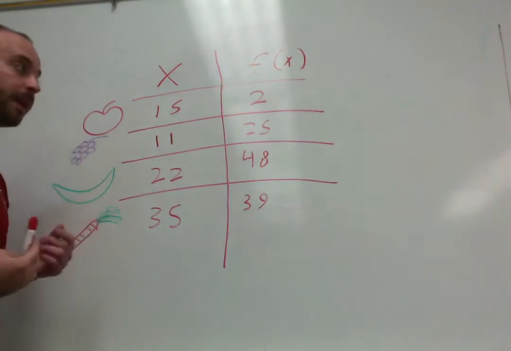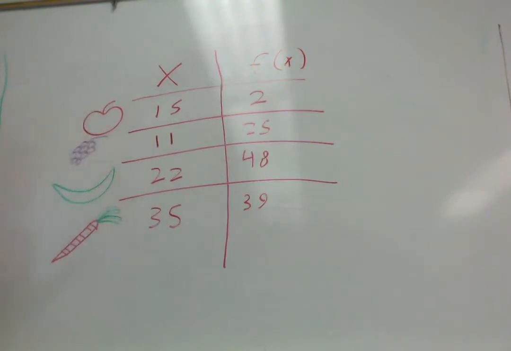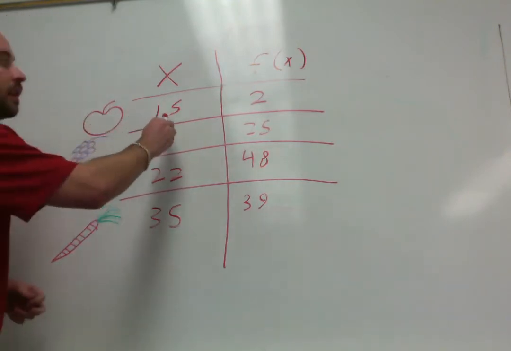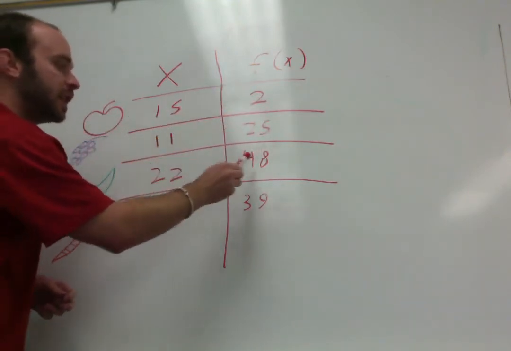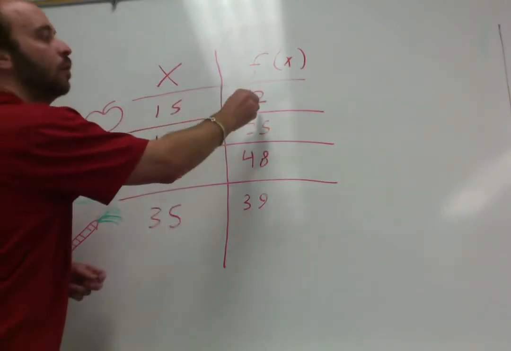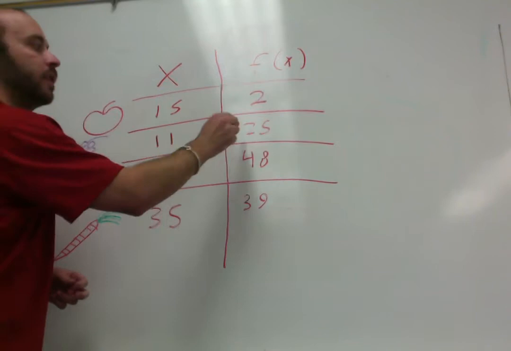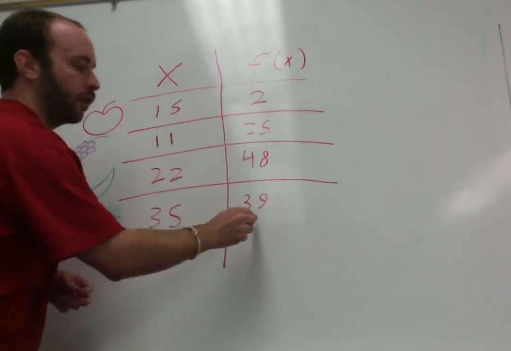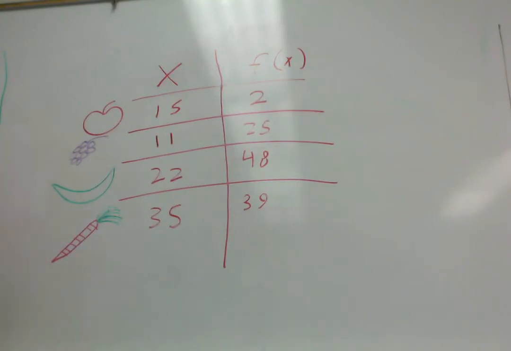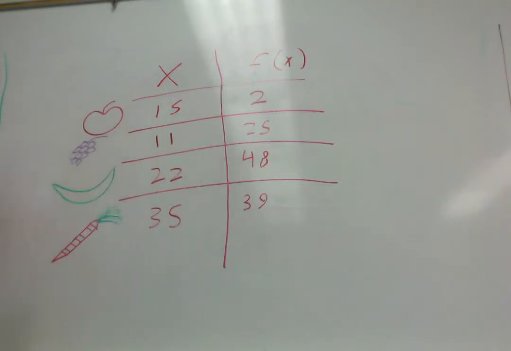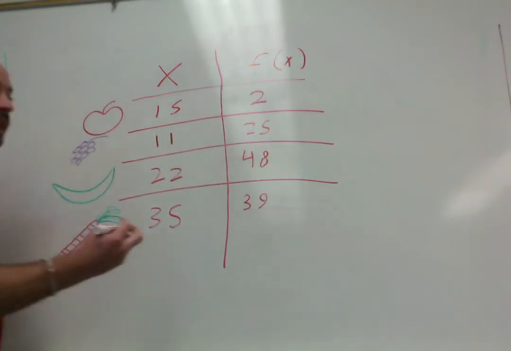Think about this as the big function machine. When we put each of these things in, we're going to get something out. As you can see, we get a unique output for each input. So we put the number 15 in, we get the number 2, the number 11, 25, 22 to 48, and 35 to 39. Each input has one unique output that coordinates with it, that goes with it, that pairs with it. And so therefore, this is a function.